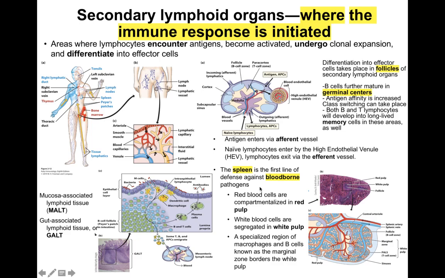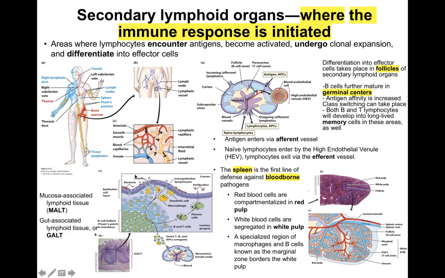The spleen is where you get blood-borne pathogens brought in. So this is where you get basically the filtering of things that are in the blood. It's kind of like a big lymph node, but for the blood.